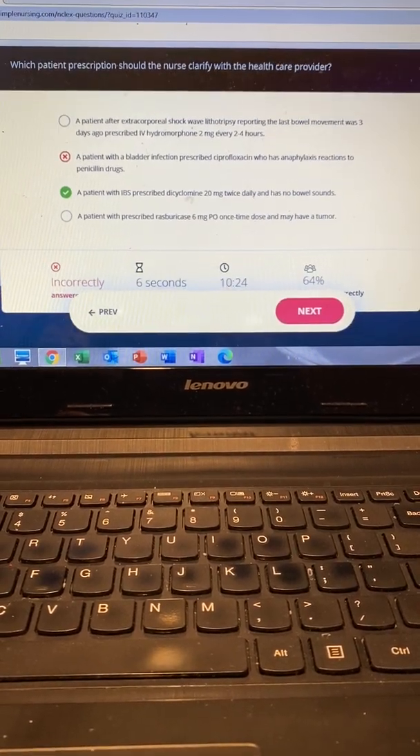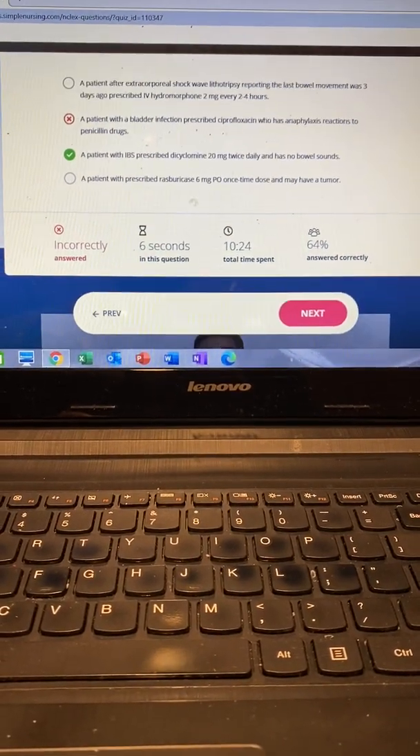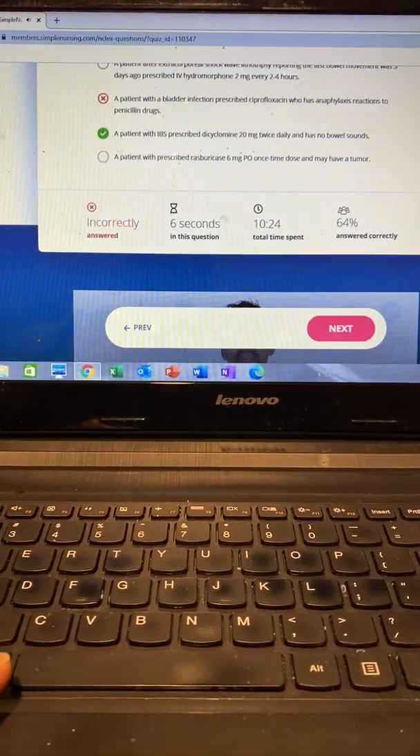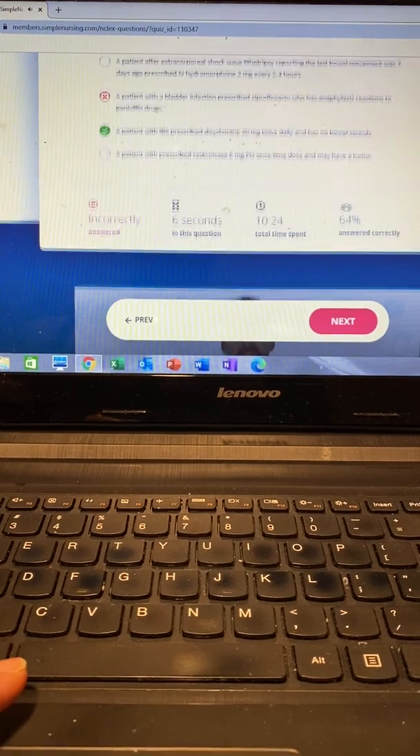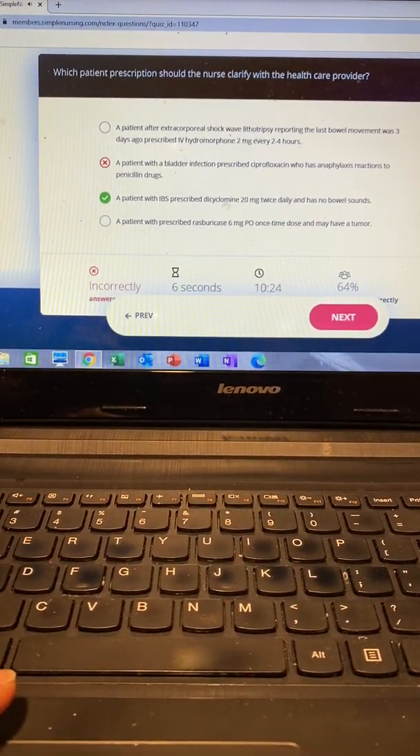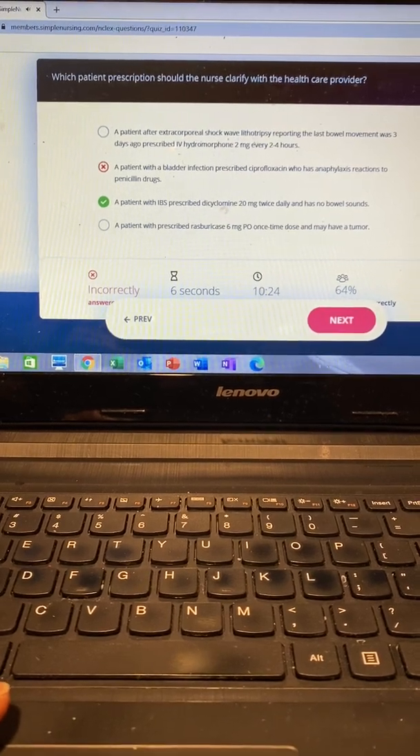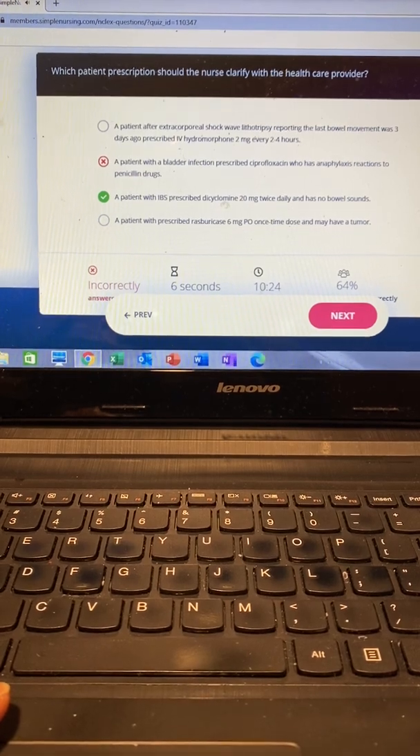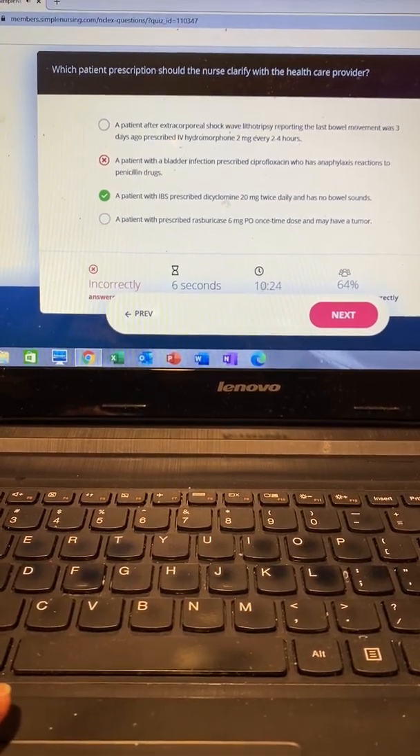Now, using our 3 steps, let's break this down. This question's asking for which script for the key problem needs clarification with the HCP. So before looking at the options, we're just looking for the big error here. So the contraindication, the big safety issue here. So the solution we're looking for are which order or prescription is not correct.